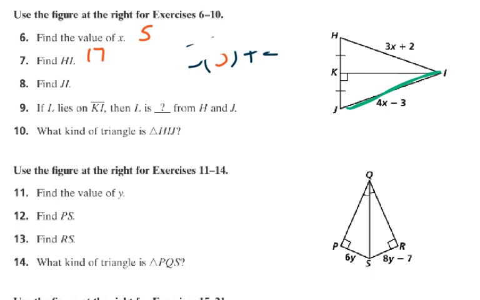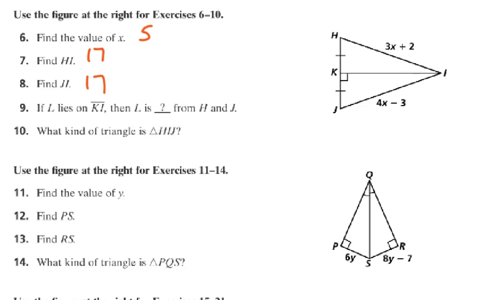Then they ask me for JI. Well, it has to be 17 as well, but we'll work it out anyway just to make sure. 4 times 5 minus 3. And that would be 20, because 4 times 5 is 20, minus 3 is 17. If you work them both out and you don't get the same answer, then you know you've done something wrong, because they should be equal, because that's how you solve for it.